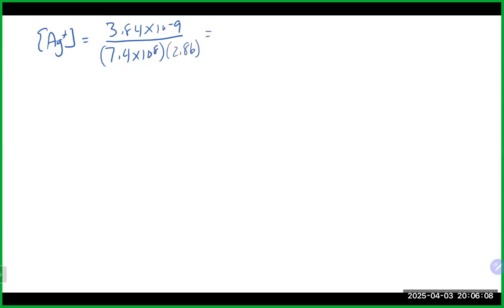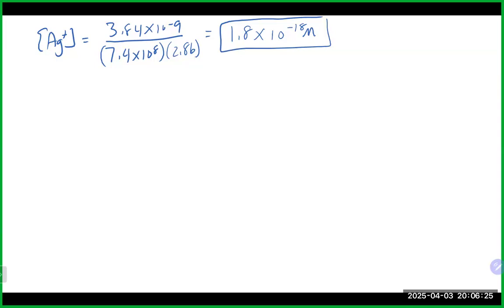That's going to give us that the silver in this case will equal our, I think it was 3.84 times 10 to the minus 9 divided by our 7.4 times 10 to the 8 and our 2.86, I think. So we're going to go that divided by 7.4 to the 8 divided by 2.86. Going to give us for our silver 1.8 times 10 to the minus 18 molar.